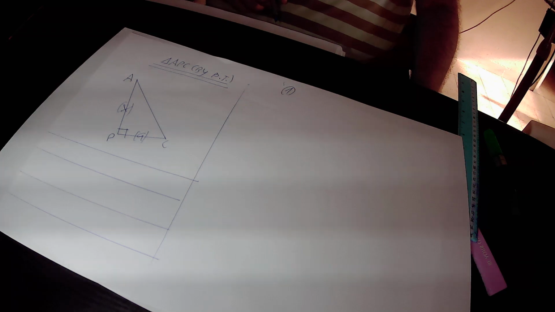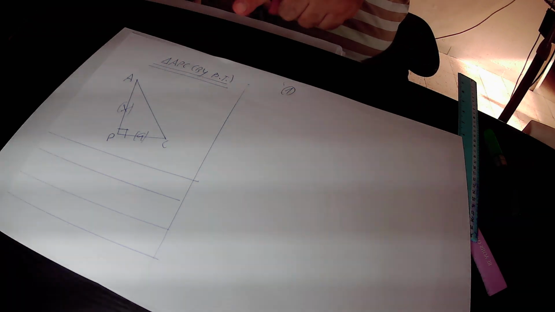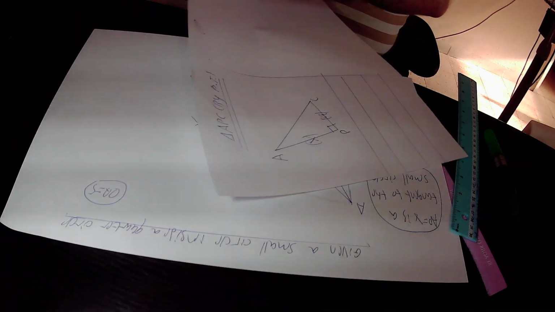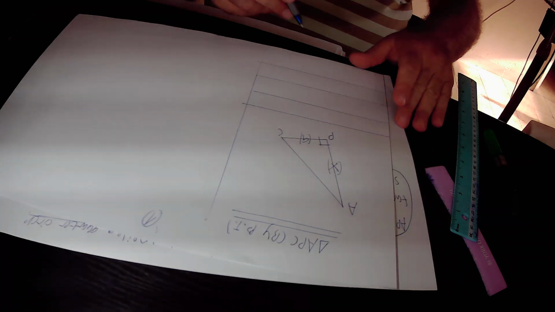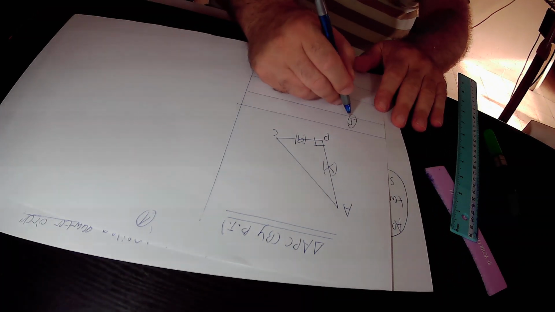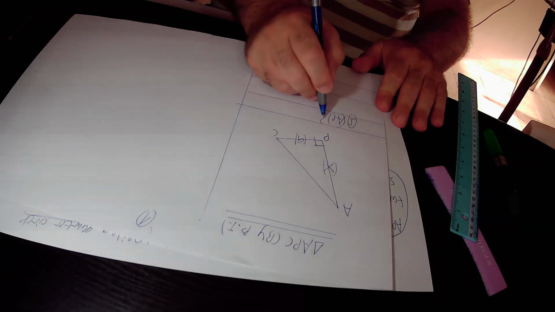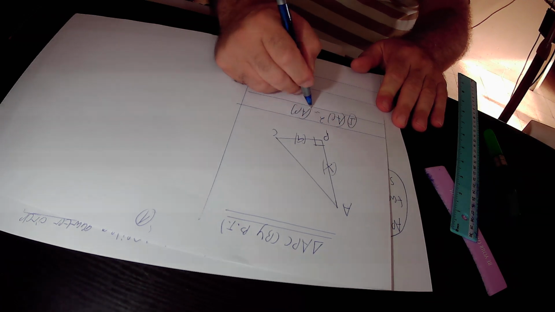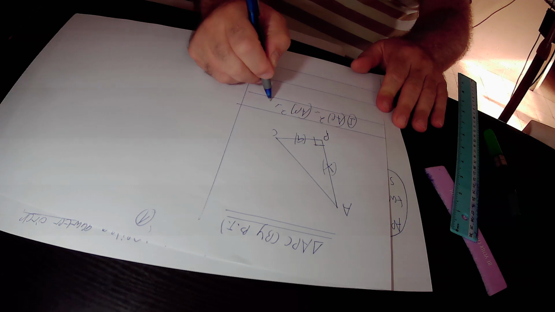In this right triangle APC, AC squared, that is the square of the hypotenuse, equals AP squared plus PC squared. So I write it down. This will be equation 1. AC squared, that is the square of the hypotenuse, is equal to AP square plus PC square.